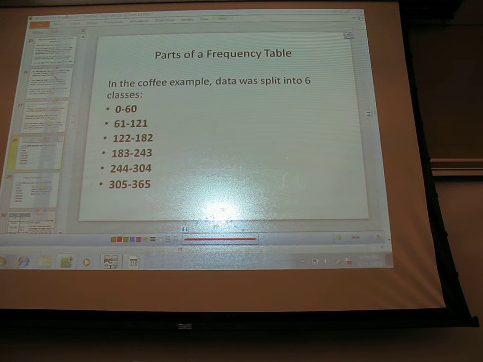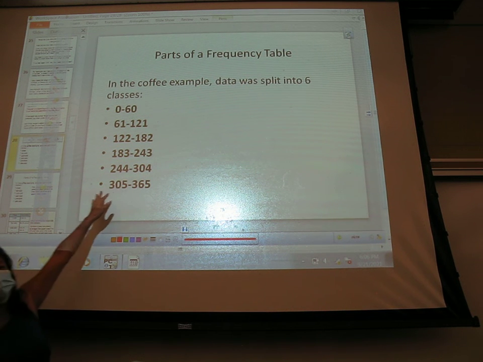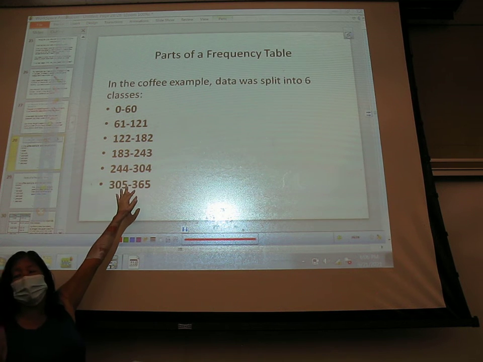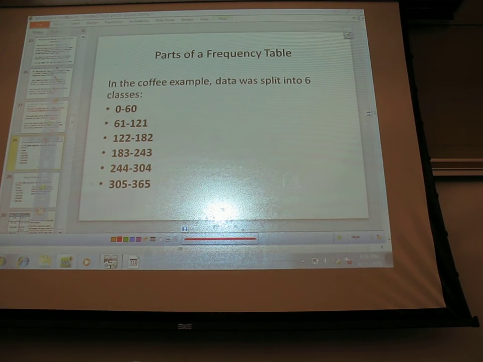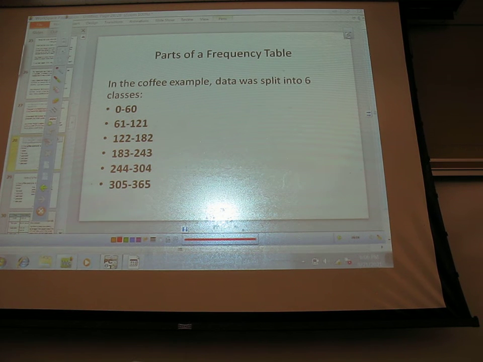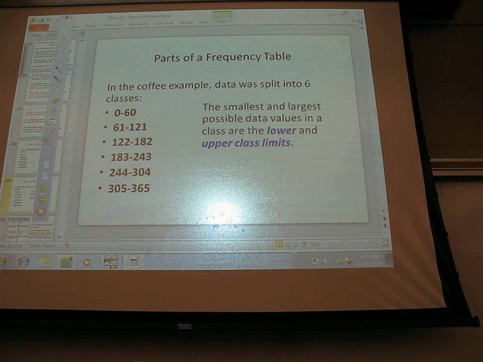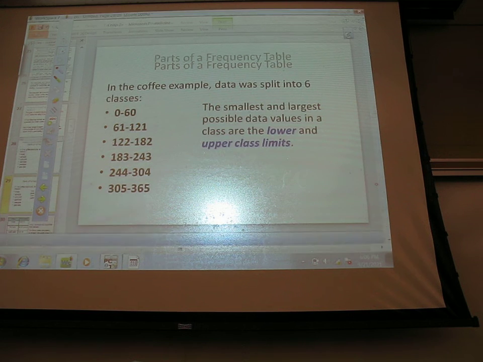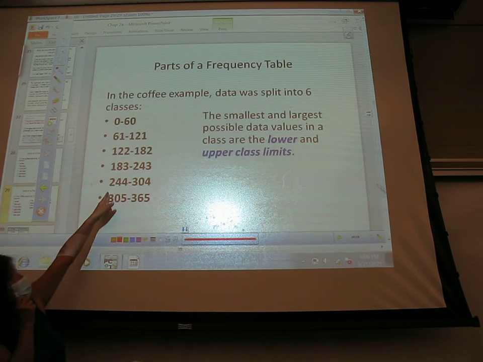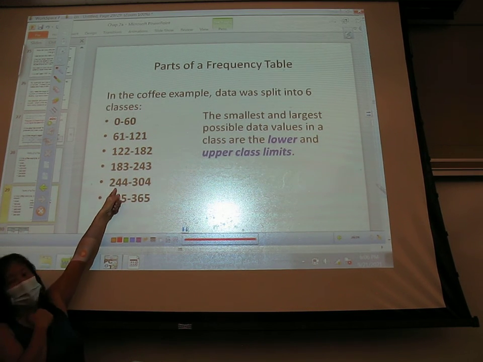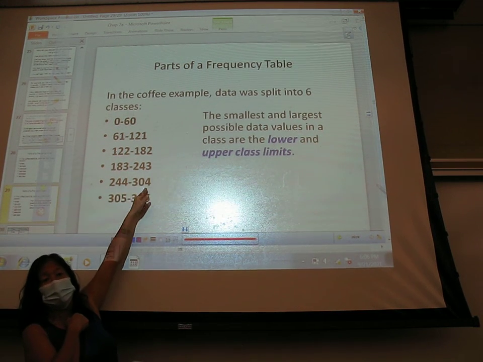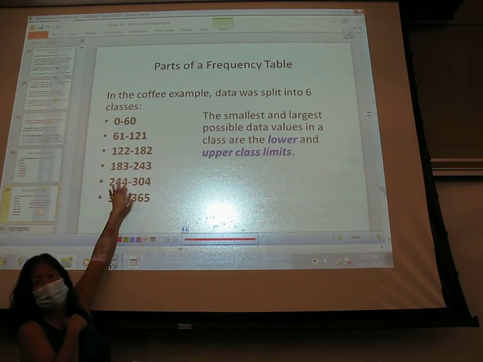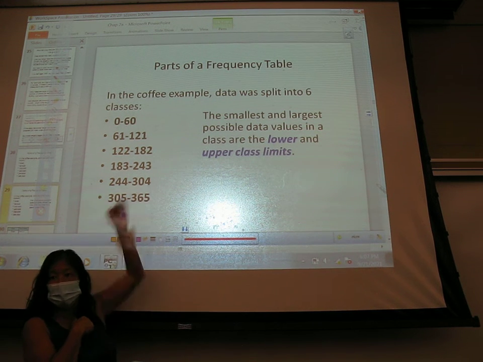So here are my 6 classes. These things here are my lower and upper class limits. So in other words, they are the smallest and largest a data value can be and still be in that class. So like for this class, the smallest a data value could be in that class is 244. The largest it could be is 304. These are the class limits. These are numbers that actual data values can be. Good?